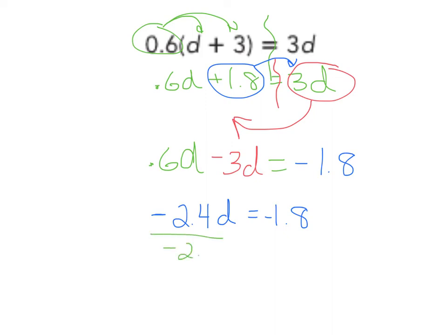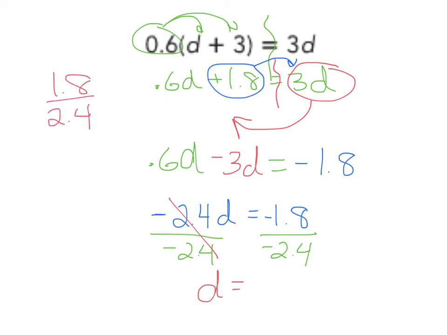All right, so what we want to do now is divide both sides by negative 2.4. So these will cancel. We're left with d equals, well, first off, one thing I notice is we have a negative divided by a negative. So our answer there is going to be positive. So the question at hand is, what is 1.8 over 2.4? Even though there's a decimal, you can treat it like numbers. Divide them both by 2. So this would become 0.9 over 1.2.